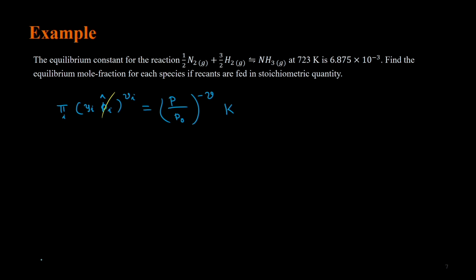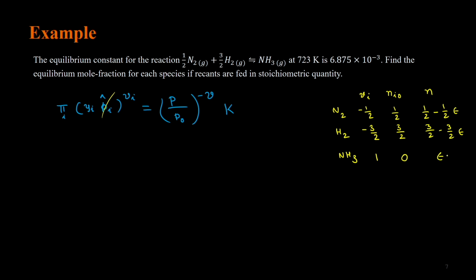Now, we'll try to write the given information first. Let's write the three species here: nitrogen, H2, and NH3. For each of these species, nu_i is negative 1/2, negative 3/2, and 1. The initial number of moles is 1/2 for this, 3/2 for this, and 0 for this. That's how we're starting the reaction. And the final number of moles, we'll write in terms of the reaction coordinate. This would be 1/2 minus 1/2 times the reaction coordinate. This would be 3/2 minus 3/2 times the reaction coordinate, and this will be the reaction coordinate itself.